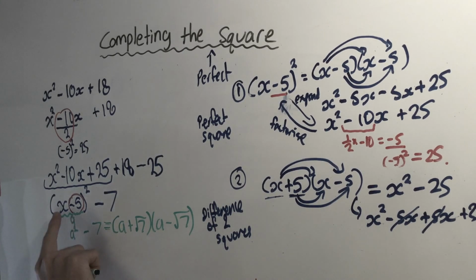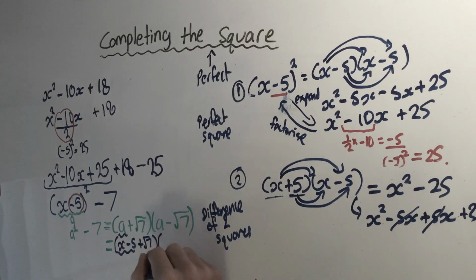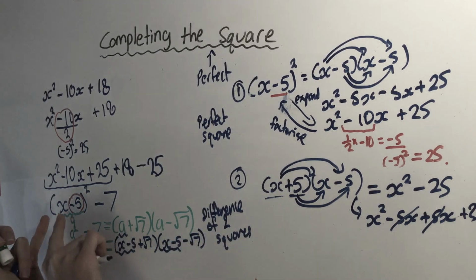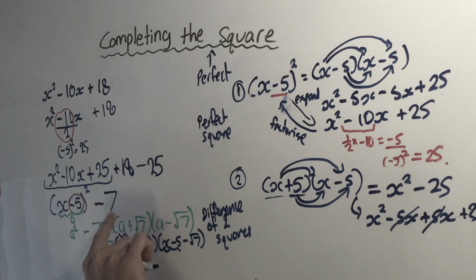Okay, because we said a was x minus 5, I'm going to put our x minus 5 back in. So that means because I was letting a be x minus 5, really this is saying x minus 5 plus root 7. Now again, I've just subbed it back in. This is going to be x minus 5 minus root 7. You can see here how the difference of two squares is working. It was x minus 5 squared, so x minus 5, minus root 7 squared.